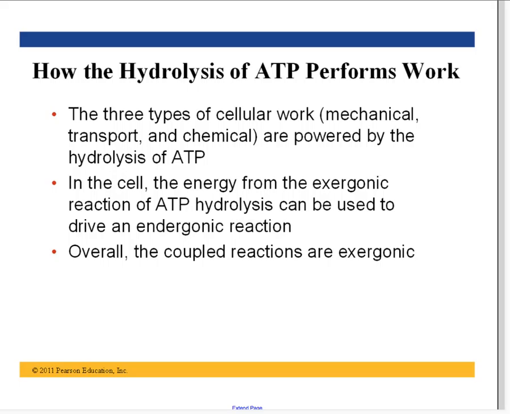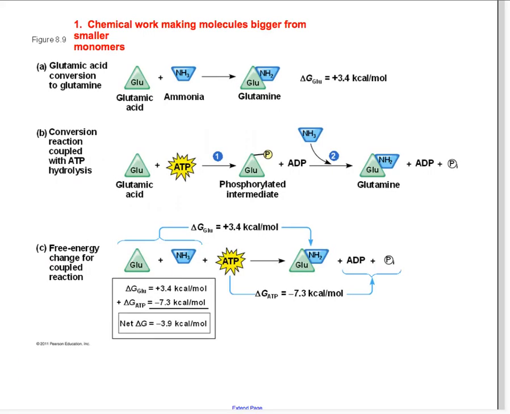So ATP is actually used for cellular work, and let's look at those 3 different types of cellular work. Overall, this reaction, when you're releasing the energy from ATP, is an exergonic reaction. So here's an example of chemical work, the first type of work done in a cell. If we want to make glutamic acid into glutamine by the addition of ammonia, it actually needs energy involved.